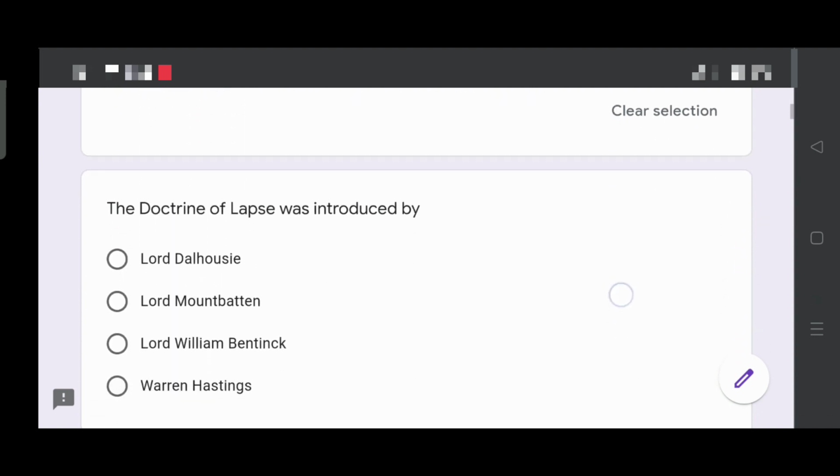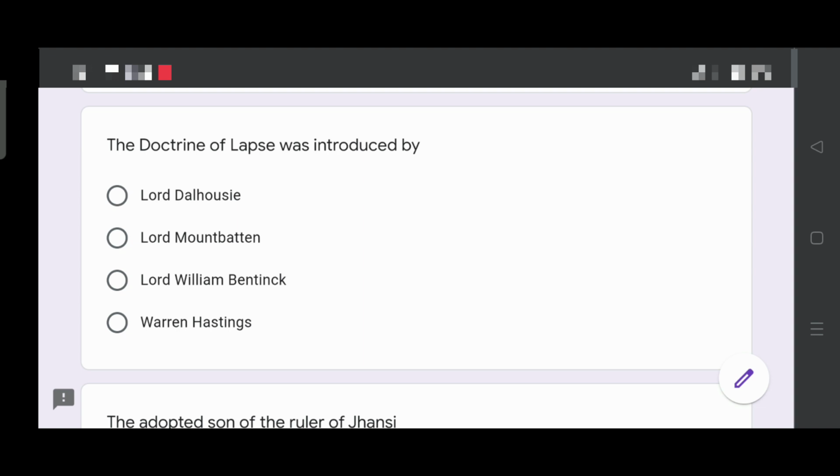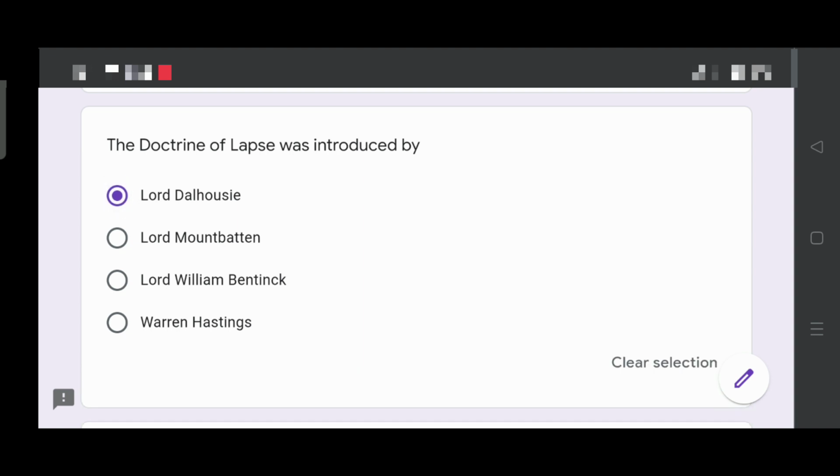The doctrine of lapse was introduced by Lord Dalhousie, Lord Mountbatten, Lord William Bentinck, Warren Hastings. Lord Dalhousie is the right answer, and he was the Governor General of India from 1846 to 1856.